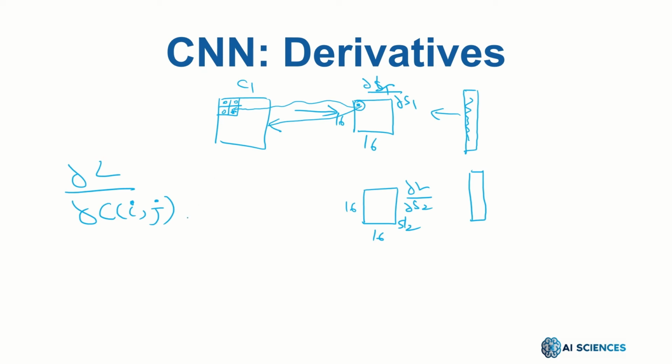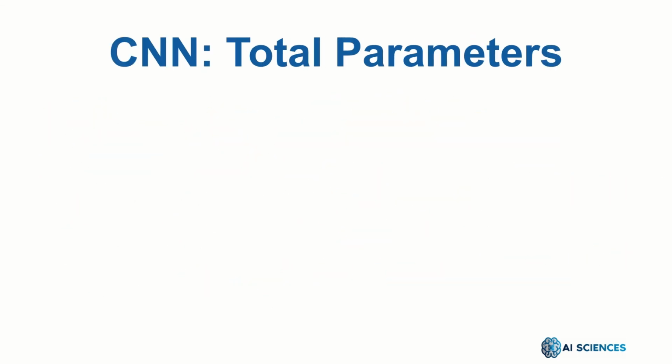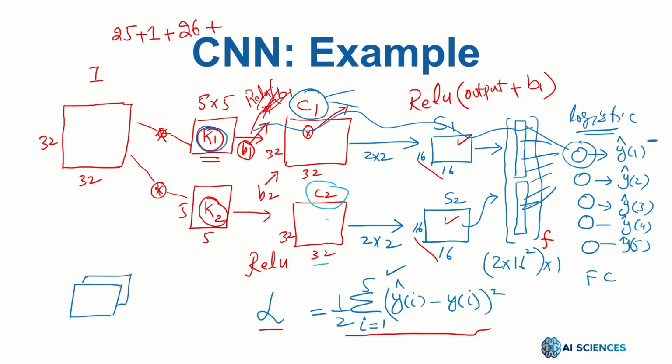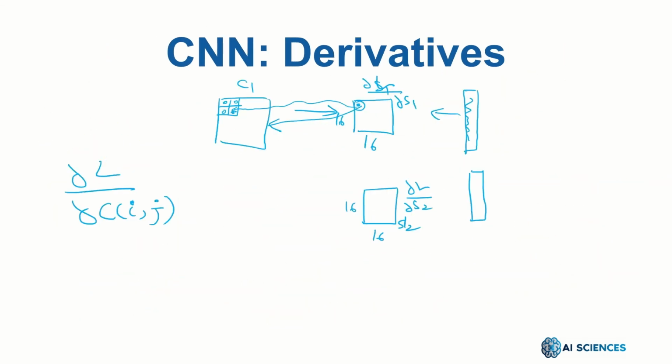Now once we have these derivatives computed for C1 and C2 in a similar fashion, we are really ready to actually compute the derivatives with respect to K1 and K2 and so on. And that I will now be going over a little bit quickly.